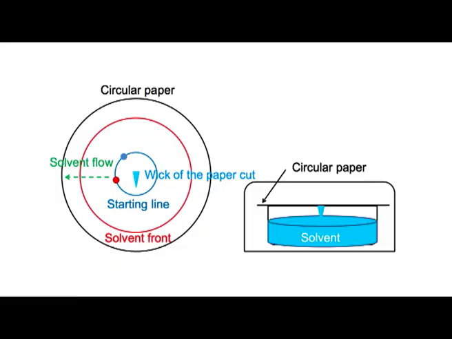The spot is kept at the center of a circular filter paper, the stationary phase we have taken here. Here the mobile phase flows through a wick at the center of the filter paper, and it spreads in all directions uniformly, so we can get a nice separation of the individual components on the circular paper. The other one is the two-dimensional development.